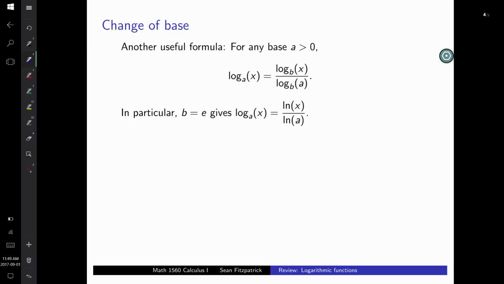One of the reasons why you might need to do this, there's no real compelling reason when you're working on paper, but if you actually need to compute things using your scientific calculator, chances are it has buttons for the natural log and for the base 10 log. It's not going to tell you how to do a base 2 log unless you've got a particularly expensive one. So the change of base formula allows you to move between different logarithms if you have to do it. So that's something to keep in mind.